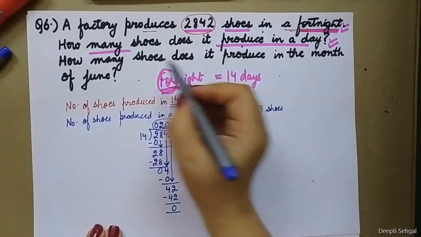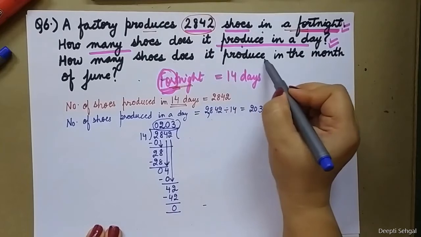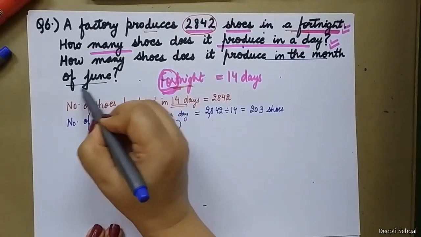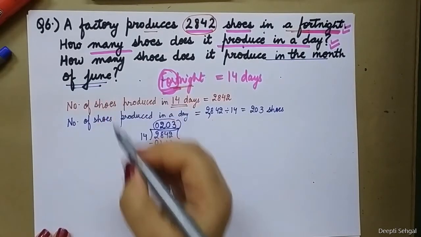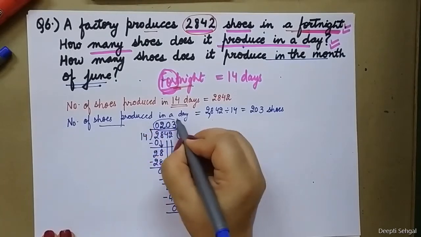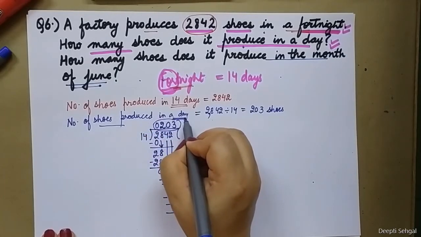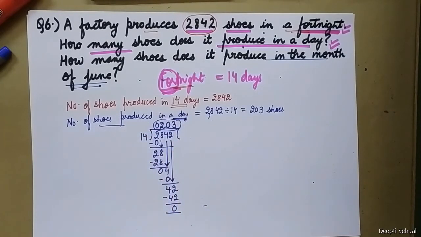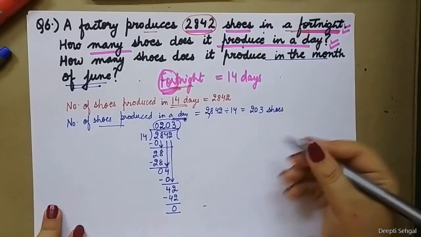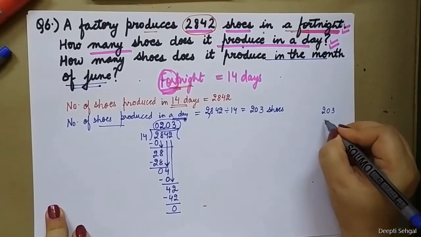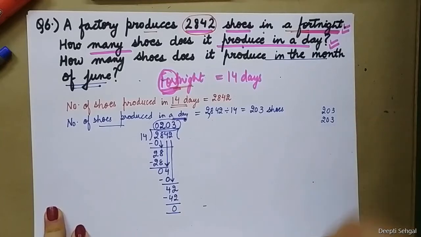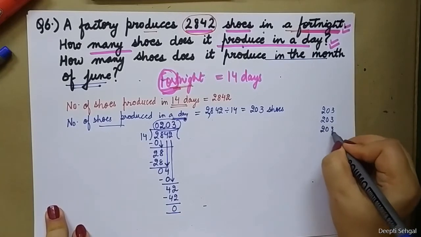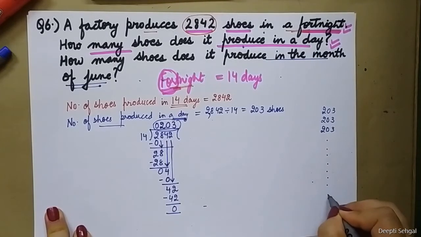Let's read the question. How many shoes does it produce in the month of June? In the month of June. So we know that number of shoes. अब 1 day का आपको पता चल गया. अब आपको जून का निकालना है. आपको 1 day में कितने हो रहे हैं शूज? 203. 2 days में कितने होंगे? 203 plus 203. 3 days में added to 203. एंड जून में कितने डेज होते हैं?